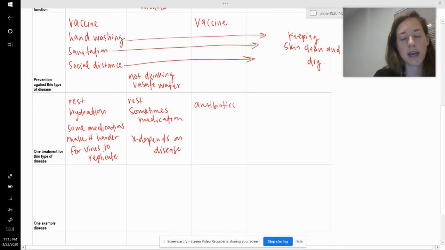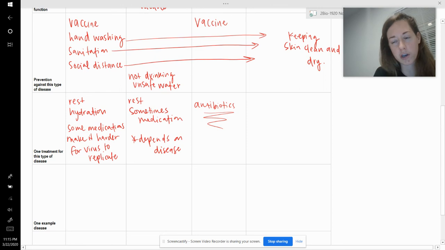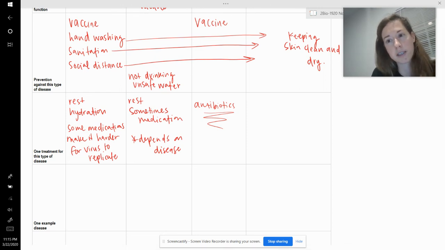And antibiotics are only going to work on bacteria. Same thing, rest, hydration, all that, but antibiotics is the biggest bacterial treatment. It doesn't always work because sometimes the bacteria can be resistant to the antibiotic, but ideally it does work. Usually it works.